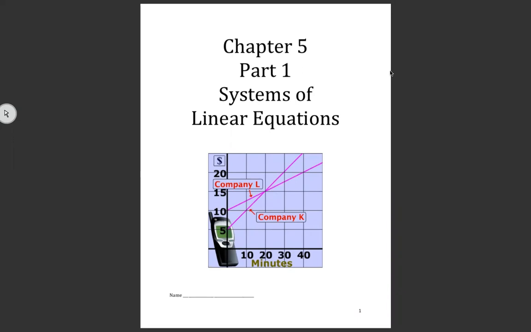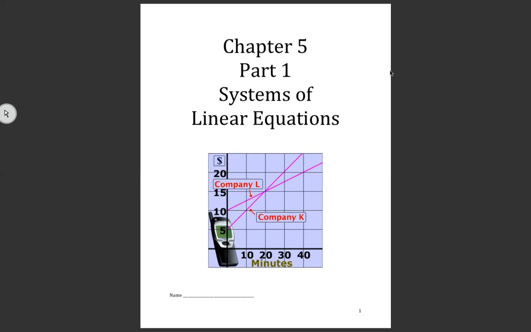All right, so let's talk about what is a system of linear equations. Basically, we're going to be talking about two equations. Before we had one equation, like y equals mx plus b, and now we're going to have two of them. And basically, what we're trying to determine is the point at which they cross.